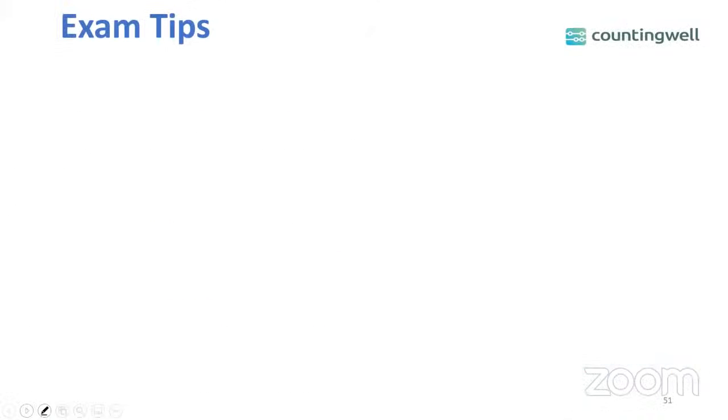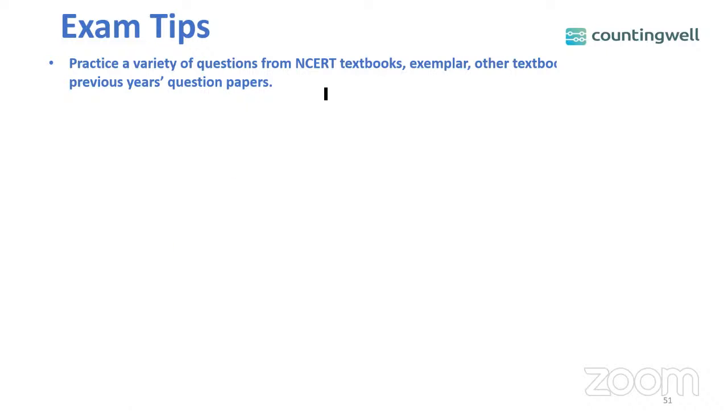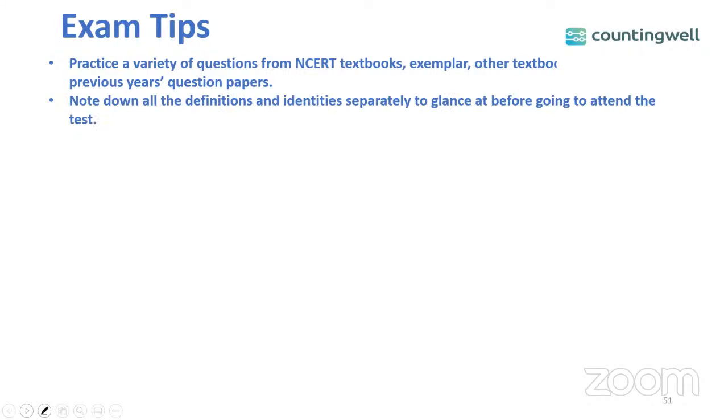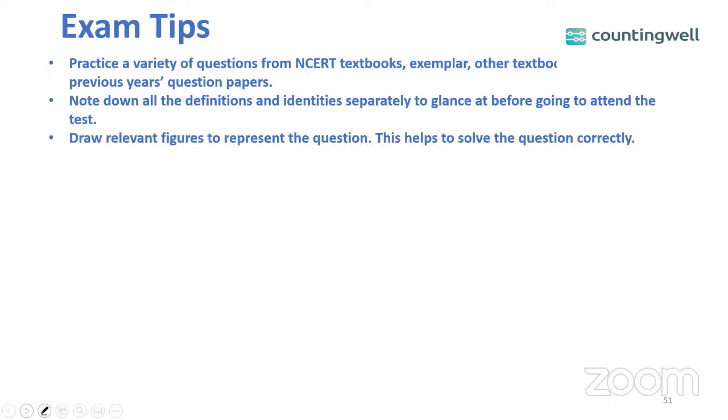Let us see what are some exam tips for these two chapters. First, practice a variety of questions from NCERT textbooks, exemplar and other textbooks, and also from previous year question papers. You have to note down all the definitions and identities separately. You have to draw relevant figures to represent the question. For example, whenever you are splitting a polygon into triangles or trapezium to find its area, draw relevant images so that you can properly use the formula.